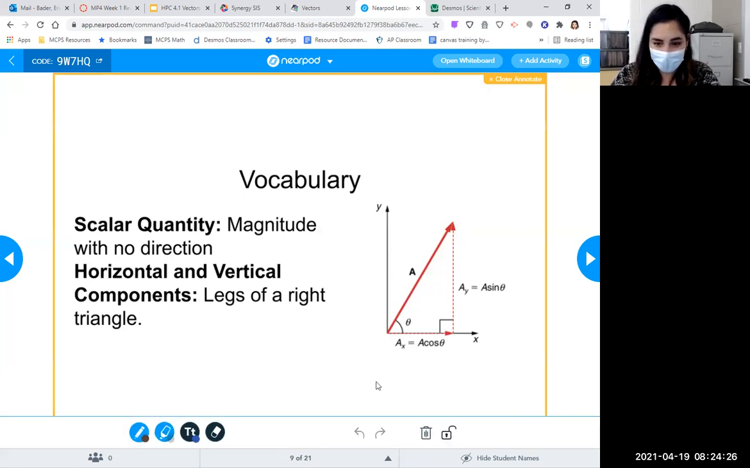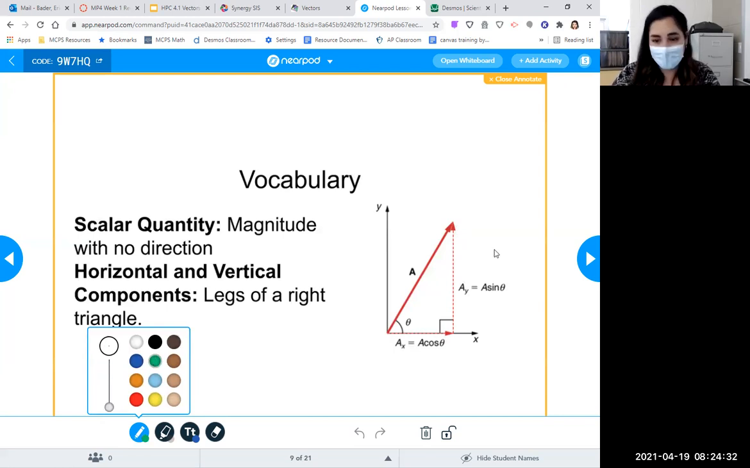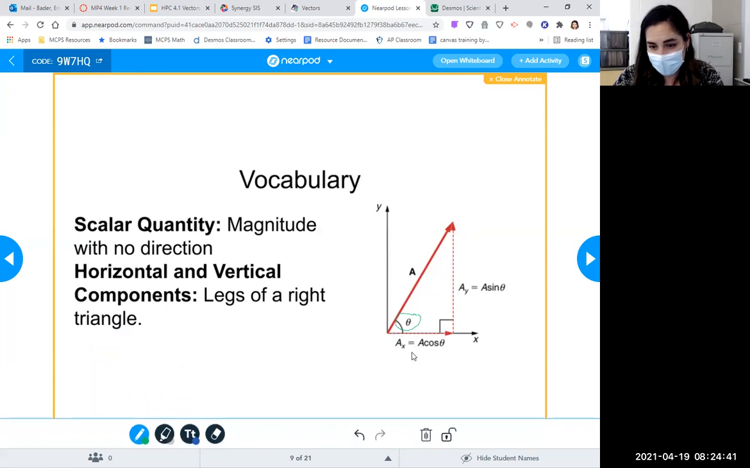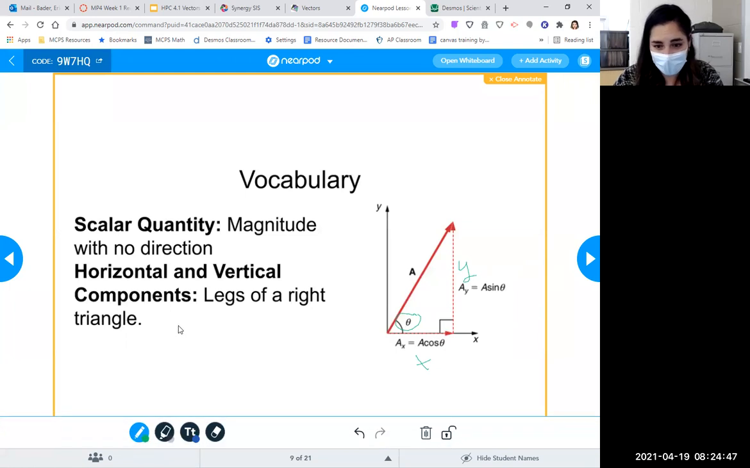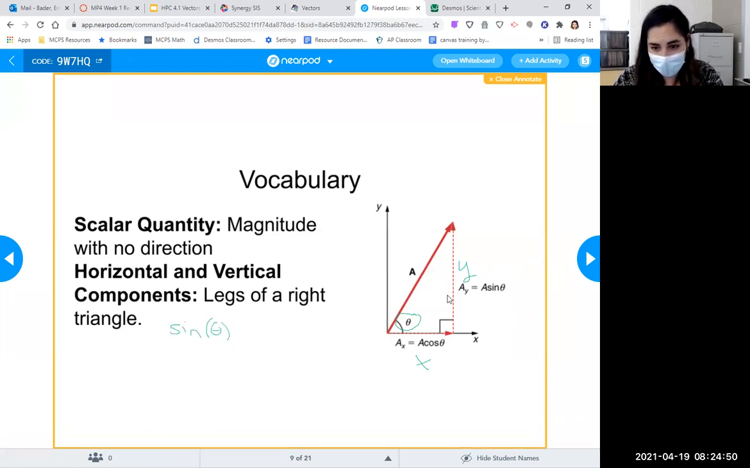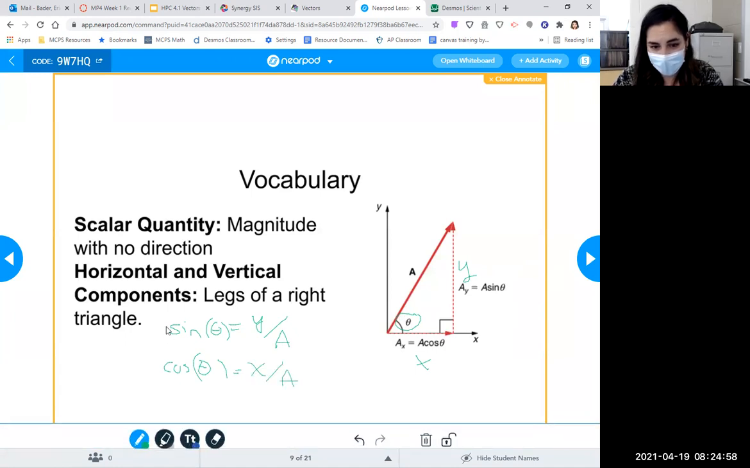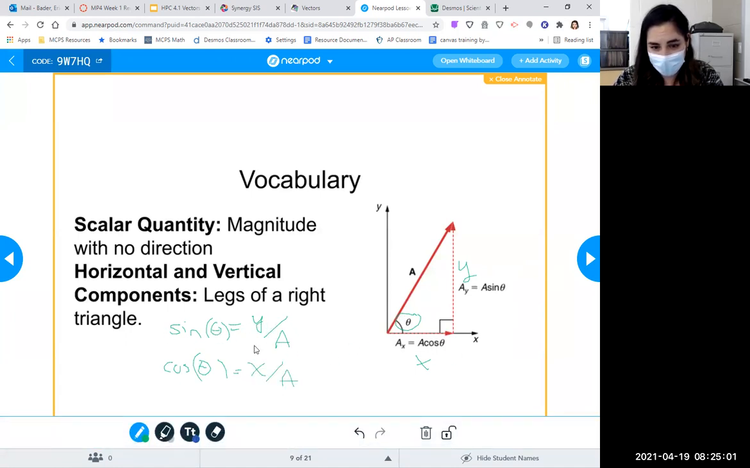The formula is A sine theta for the height, or the vertical component, and A cosine theta for the base, or the width, which is the horizontal component. That makes sense when you think about trig. Let's call these x and y. The sine of theta, being opposite over hypotenuse, would be y over A. Cosine of theta would be x over A. So A sine theta would be y, because that's multiplying both sides of your equation by A. And A cosine theta would be x, multiplying both sides of your equation by A.